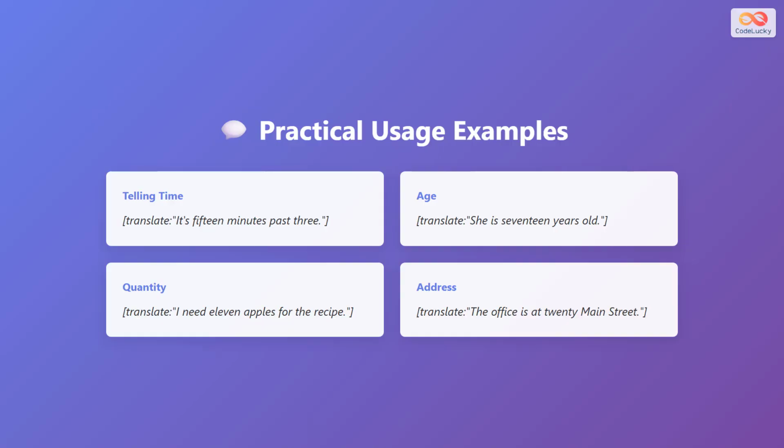Now let's see how these numbers are used in real situations. For telling time, you might say it's 15 minutes past 3. When talking about age, you could say she is 17 years old. For quantities, you might say I need 11 apples for the recipe. For addresses, you could say the office is at 20 Main Street. These are common ways you will hear and use these numbers every day.